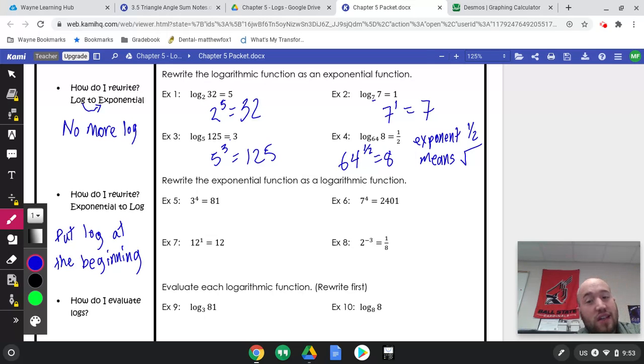Once again, same memory trick, base stays base. In our case here, 3 is the base, so that'll still be the base. So it'll be log base 3. The other two switcheroo, meaning it was by the 4, so now it's by the 81, and that will equal 4. Base stays base, so 7 is the base. The other two switcheroo, so it'll be by the 2401, and that will equal 4. Okay, base stays base, so this is base 12.